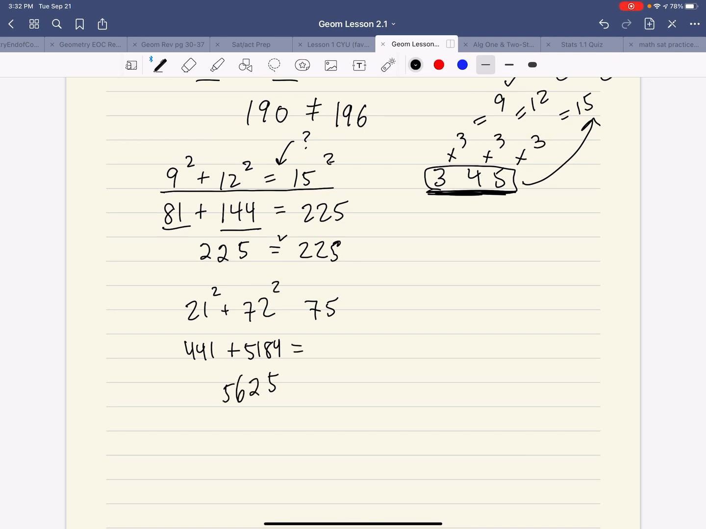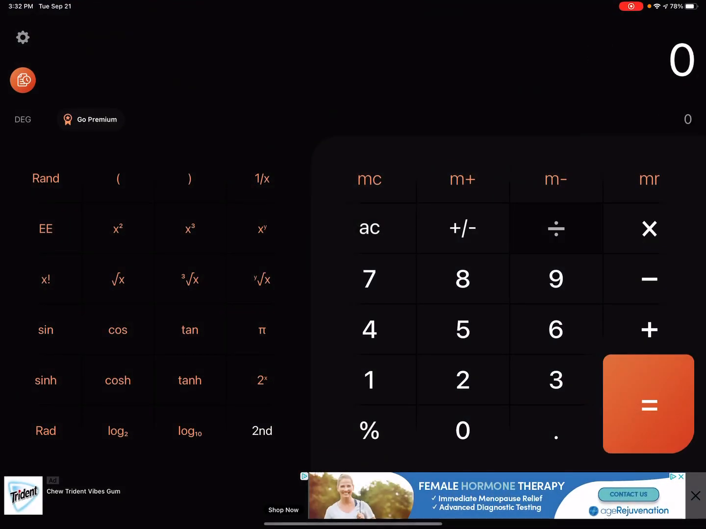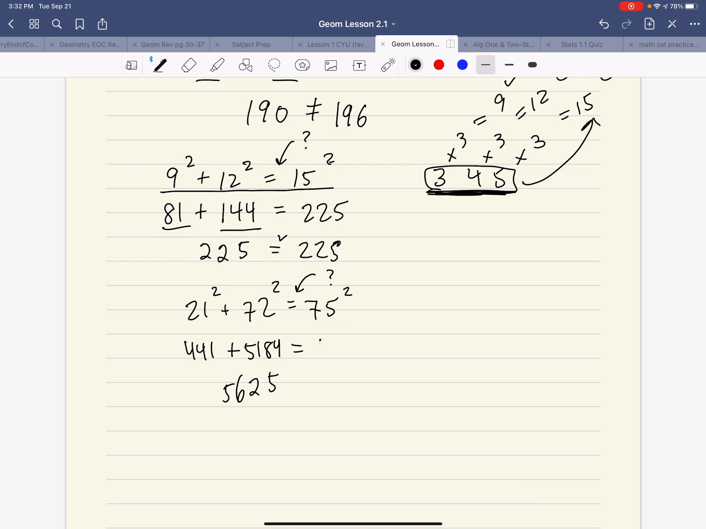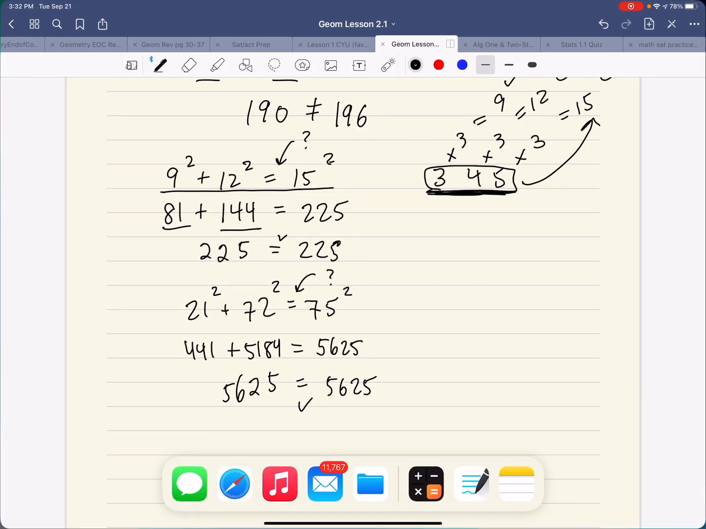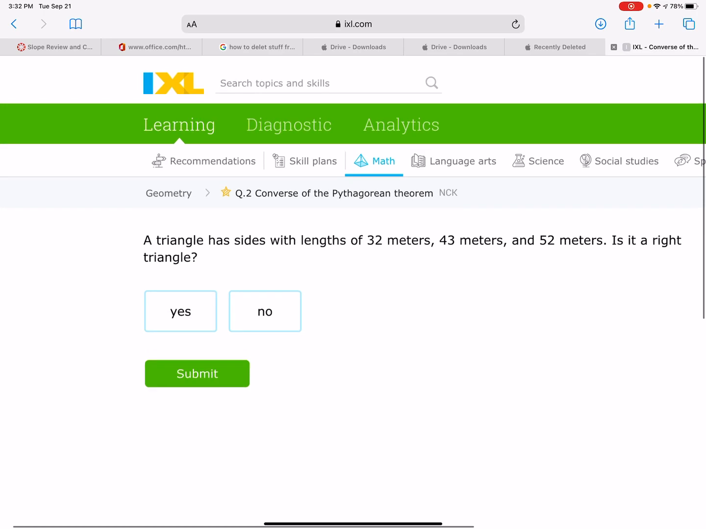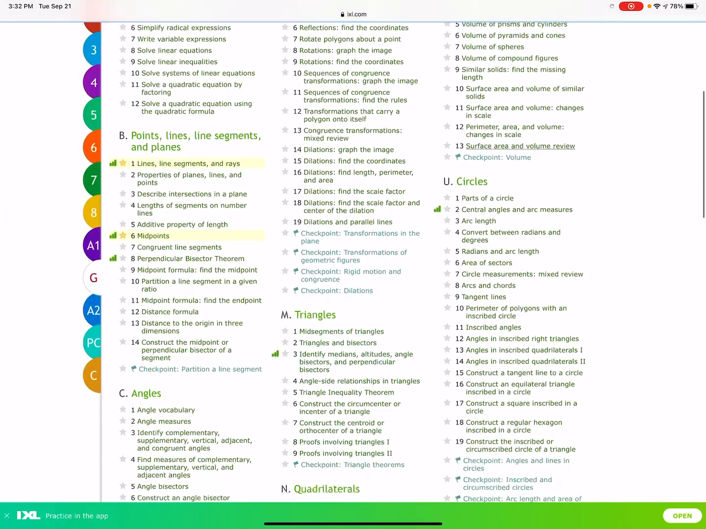So we're saying, is this equal? Well, let's see what 75 times 75 is. Is it 5625? 75, 5625. Oh, cool. So 75 times 75 is 5625, and those would be equal to each other. So we are going to say yes. Nice work. Okay. So now that's how we do that one.